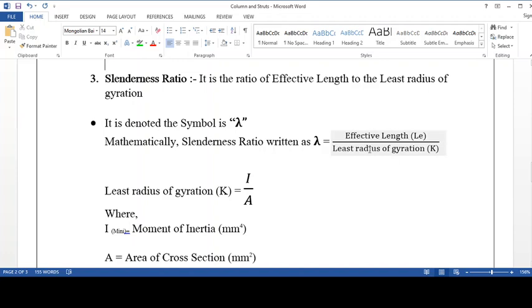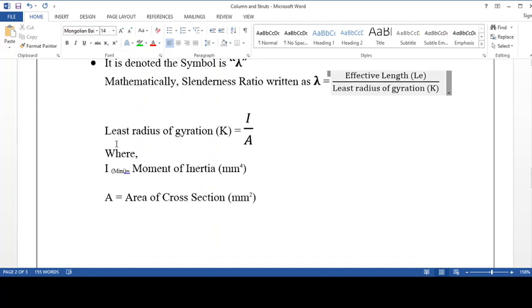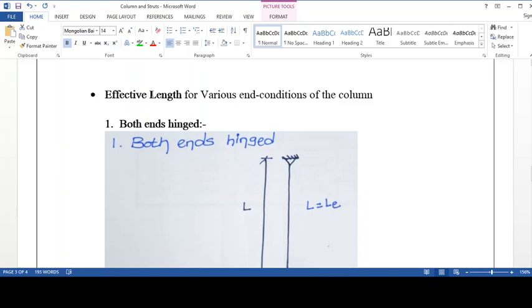Now let's discuss effective length and least radius of gyration. Number 1, least radius of gyration. The least radius of gyration K is equal to the square root of I by A. What is I? I is equal to moment of inertia, and A is equal to area of cross section. Second one, effective length. Effective length is also called equivalent length.